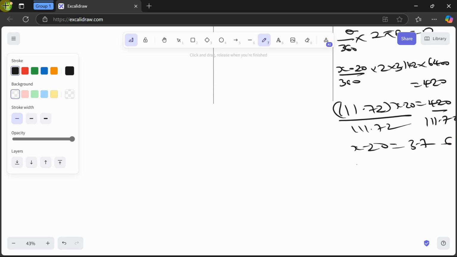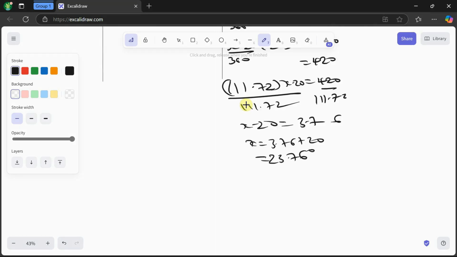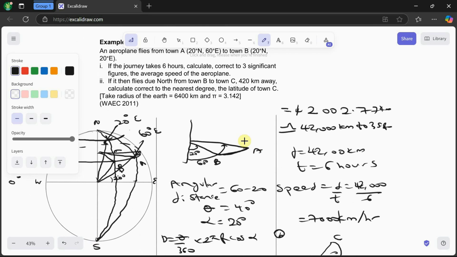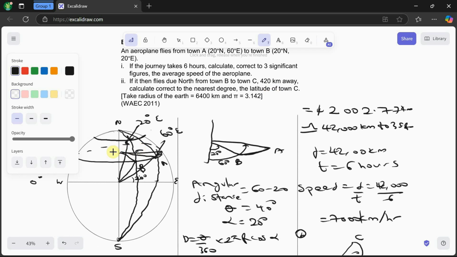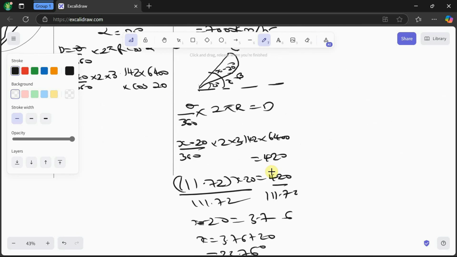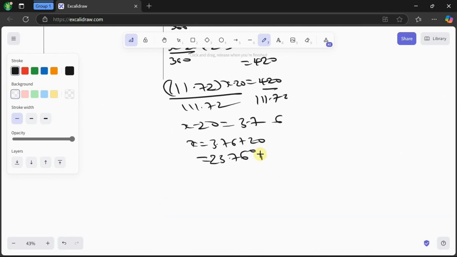So to make x the subject, x will now be equal to 3.76 plus 20, so that will be 23.76, right? And that will be in degrees. But now we need to know, is it 23.76 degrees north or south or west or east? If we're going back to the question, we're trying to look for the latitude, right? And latitude is always north or south. Our point C is in the northern hemisphere. So of course, you can see it here. This is our point C and it's in the north. So our answer will be 23.76 north.